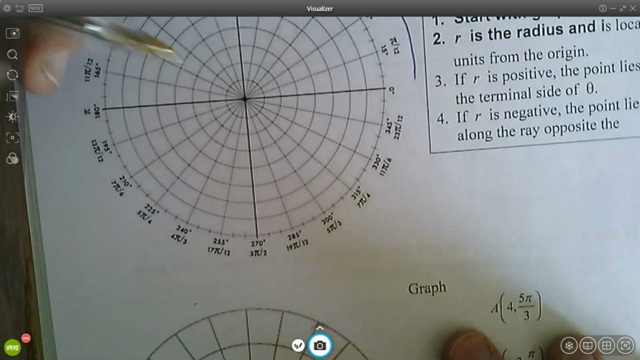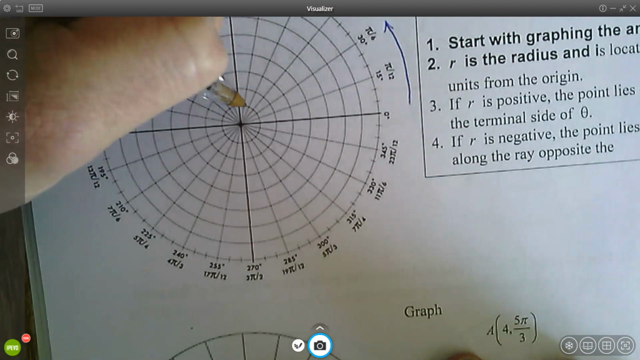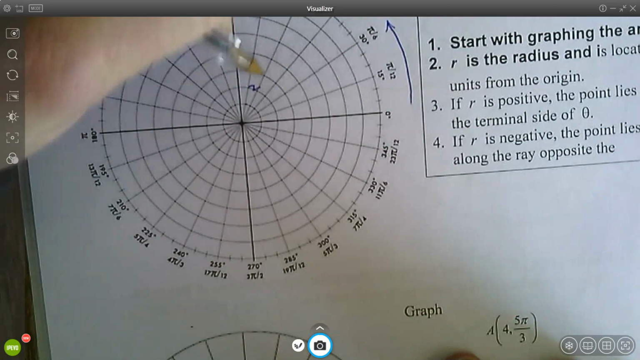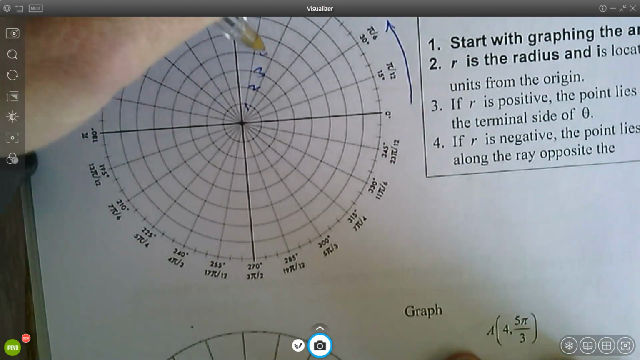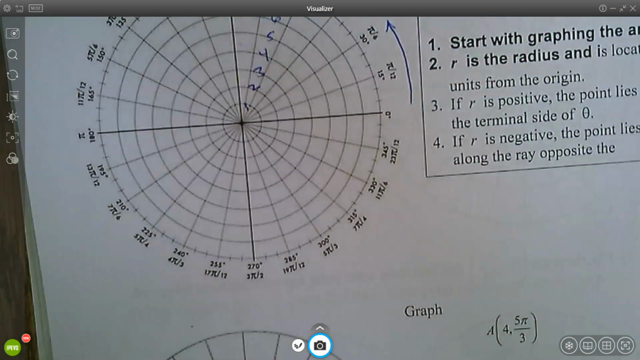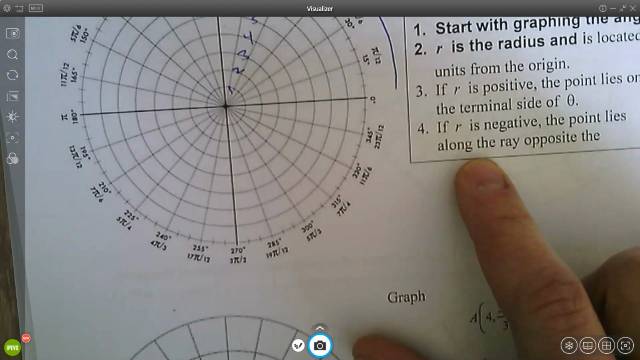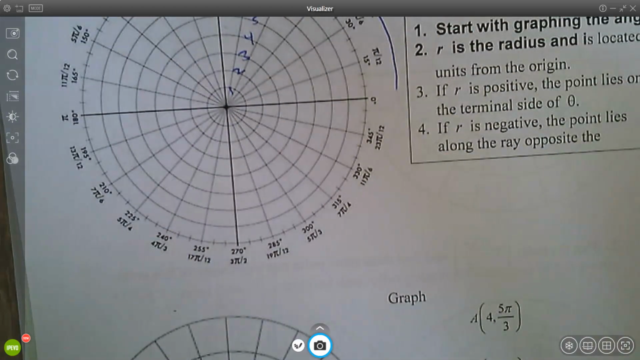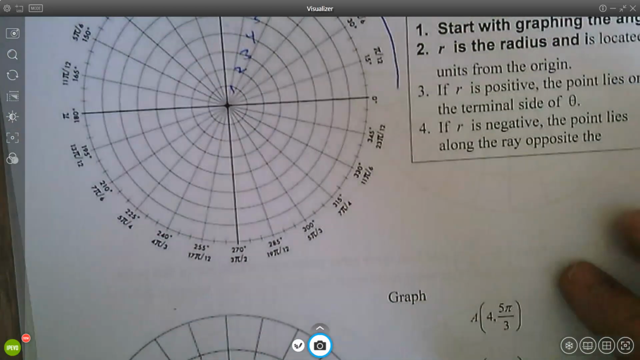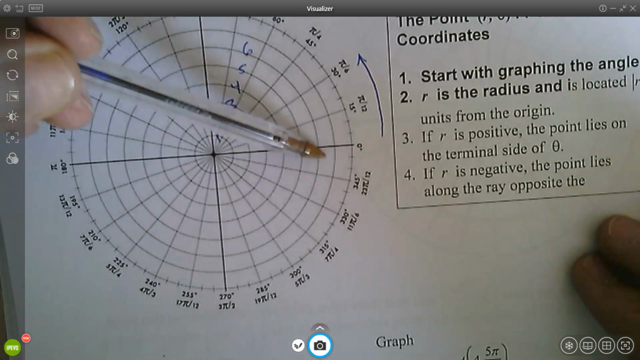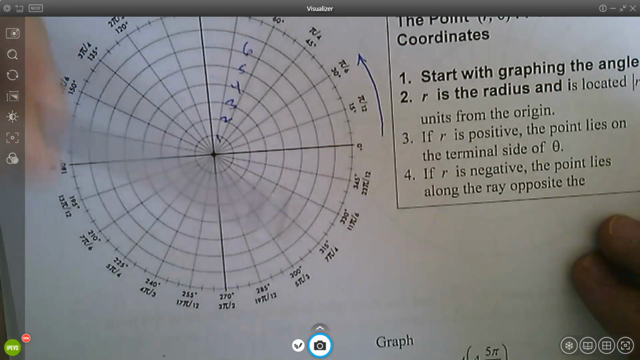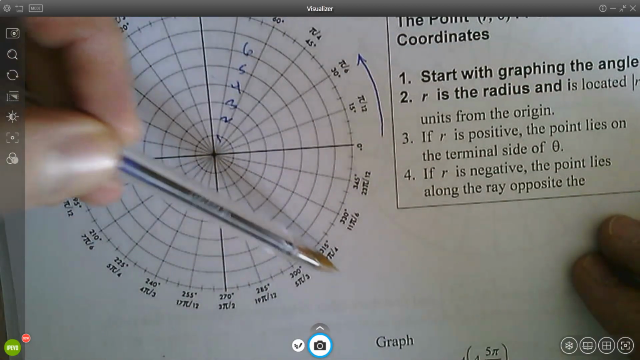R is going to be the radius. So this has a radius of 1. This circle has a radius of 2. This circle has a radius of 3, 4, 5, 6, and so on. The radius can be positive or negative. The negative just means you go the opposite direction. And I'll show you some examples in a minute. And then the angle can be positive or negative. So it's how many degrees you're going in either the counterclockwise or the clockwise direction.